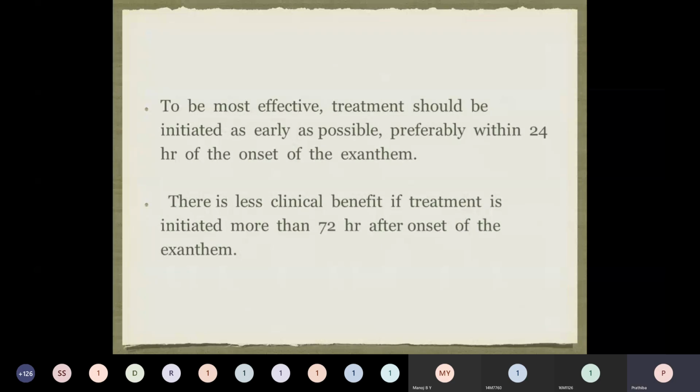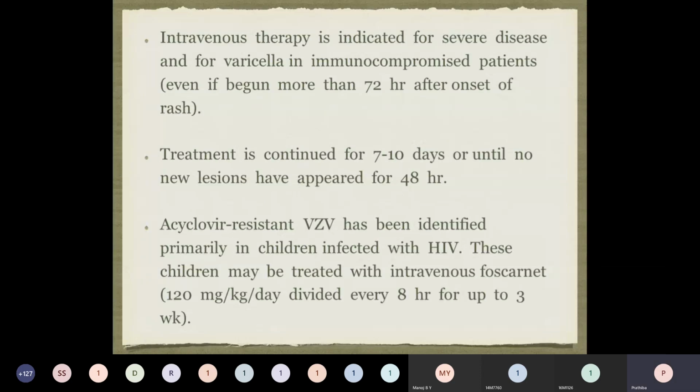To be more effective, the treatment should be started as early as possible, preferably within 24 hours after the onset of fever. There is less clinical benefit if the treatment is initiated more than 72 hours after the onset of exanthema. Intravenous therapy is also recommended for severe disease and for varicella in immunocompromised patients, even if begun more than 72 hours after the onset of rash. The treatment in these people will be continued for 7 to 10 days or until no new lesions have appeared for the next 48 hours.